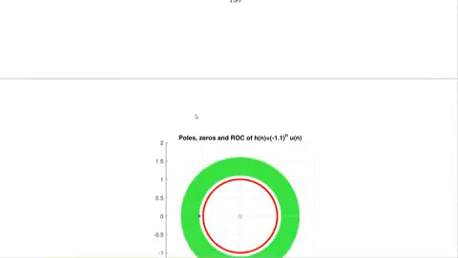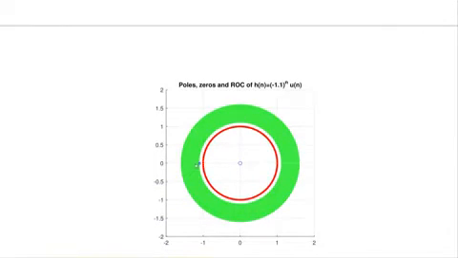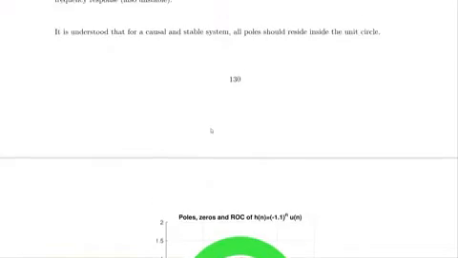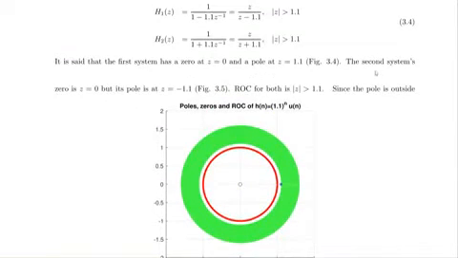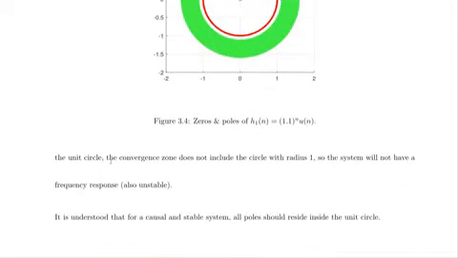The same idea applies for the next one. Here the pole is here and the ROC doesn't contain the unit circle. The second system's zero is located at the origin and its pole at minus 1.5. The ROC for both is abs of z greater than 1.1. Since the pole is outside the unit circle, the convergence zone doesn't include the circle with radius 1, so the system will not have a frequency response.